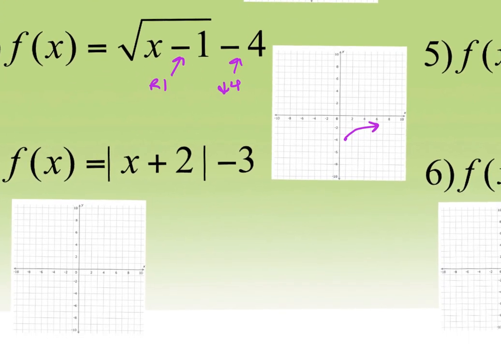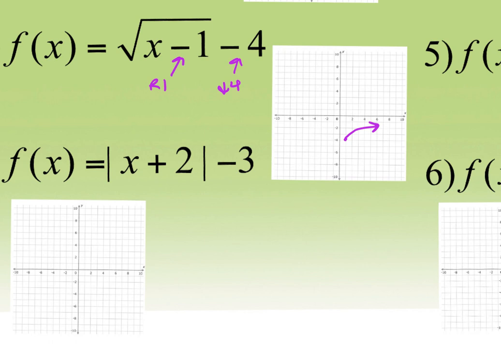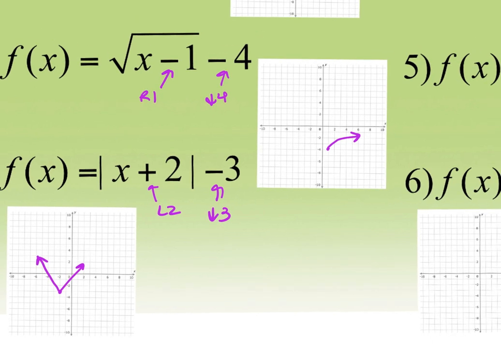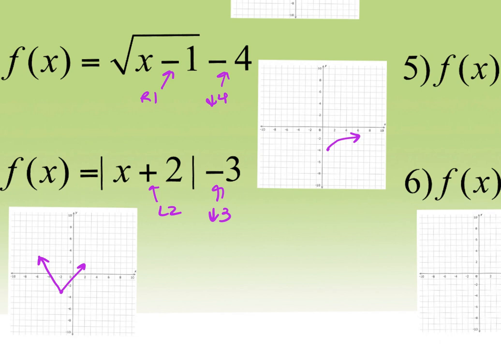What's the parent function for 3? Good, absolute value, so f of x equals absolute value of x. The shape is a V. What's the plus 2 inside doing? Left 2 and down 3, good. Questions on those?